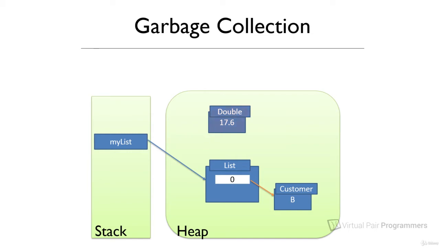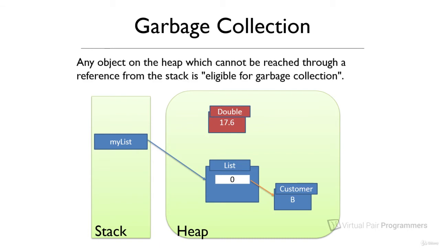Since it isn't referenced, it can never be used again, and so it's garbage, or more correctly, it's eligible for garbage collection. We'll use the word garbage to describe this object, meaning it can be collected as garbage at some point in the future. The correct term to use here is unreachable objects on the heap are eligible for garbage collection.